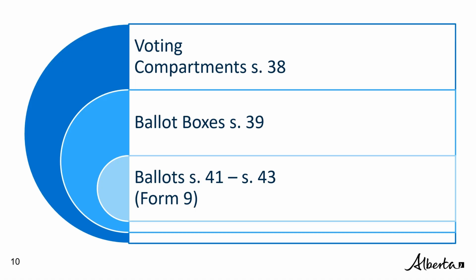And what about the ballot form for a vote on a question? Section 44 provides that if there is to be a vote on a bylaw or question, the elected authority must determine the wording of the question on the ballot by resolution. And remember, a separate ballot is needed for a vote on a question as well.